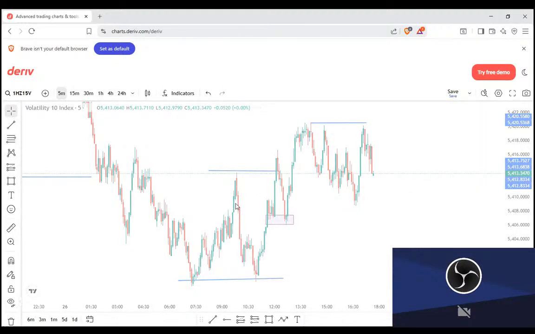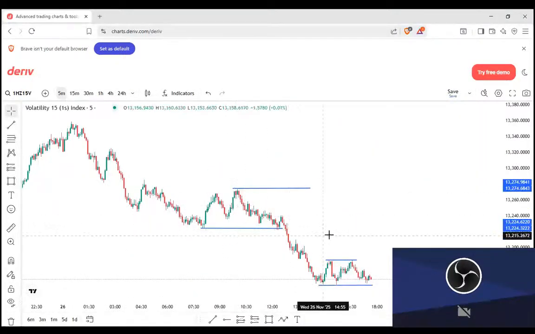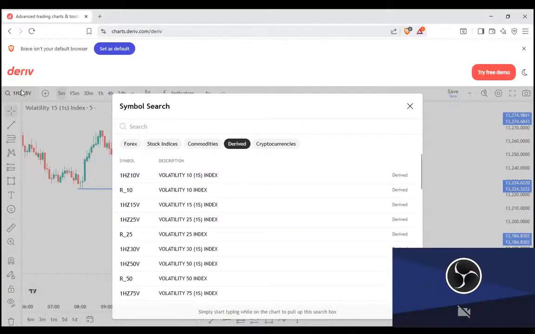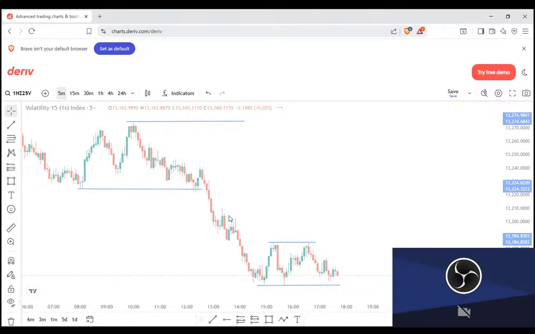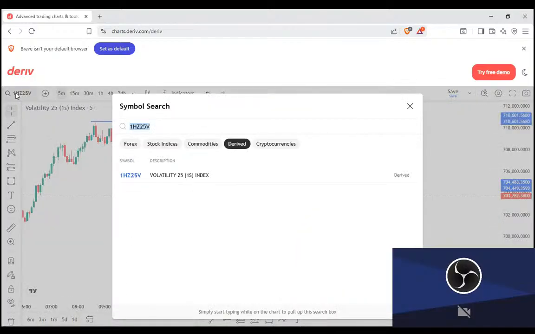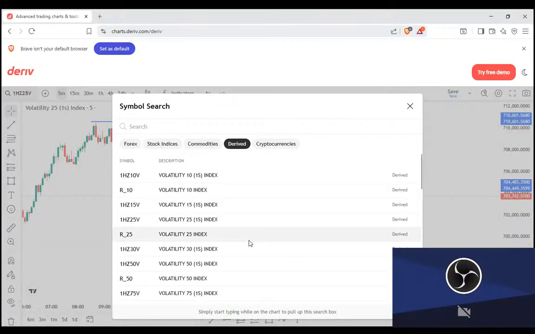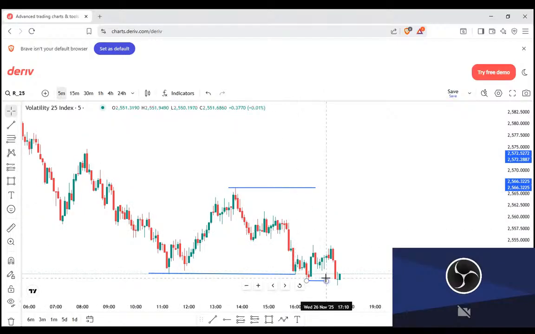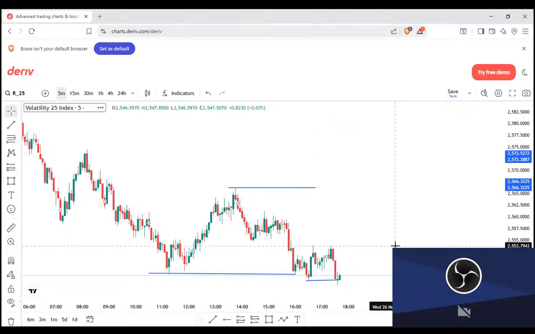15 index. Let's see what 15 index looks like. Making a rejection on that low. Let's see the next one, 25 on the same days. Still going bullish. 25 index, to make rejections here.